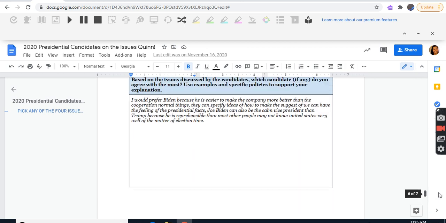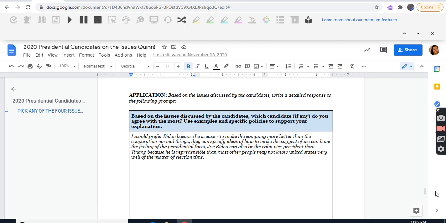So my response is, I would prefer Biden because he is better able to make the country better than Trump. They can specify ideas for how to make the suggested changes. Joe Biden can also be the calmer president than Trump, because Trump is reprehensible. Then most other people may not know the United States very well at election time.